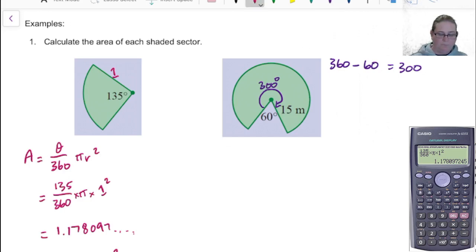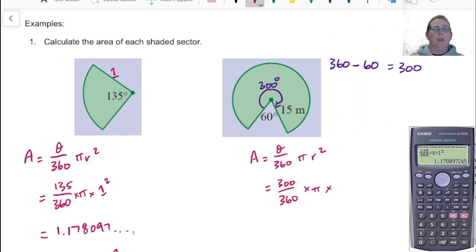And then we just go through the same process as we did with question 1. So we want A equals theta over 360 pi r squared. Now I always write the formula down first because it just helps to know where I'm putting my numbers when I start putting numbers in. I recommend that as you're starting out that you definitely do that. And then as you're getting more proficient, perhaps you don't need to do that as much. So this time we're going to have 300 over 360 times pi. Now you can see this question has a distance for radius, distance being 15 meters. So it's going to be 15 squared.